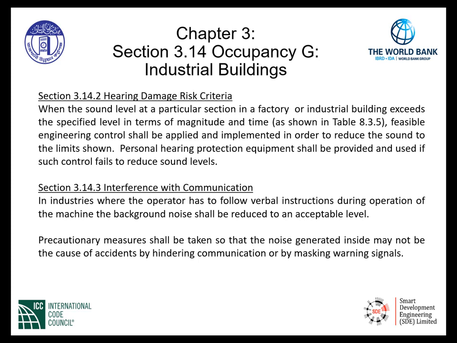Hearing damage risk criteria is specifically covered in section 3.14.2. This section gives us the requirements when the sound level at a particular section in a factory or industrial building exceeds the specified level in terms of magnitude and time, as shown in table 8.3.5. Again, we need to reference back to that table for those values. Feasible engineering control shall be applied and implemented in order to reduce the sound to the limits shown. Personal hearing protection equipment shall be provided and used if such control fails to reduce sound levels.